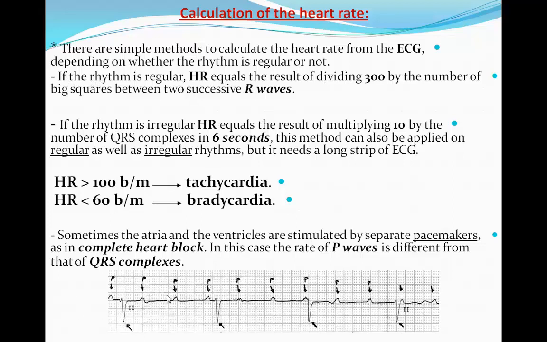Number of big squares between two successive P waves here is 1, 2, 3, 4. So if we divide 300 by 4, it will give us 75 P waves per minute.